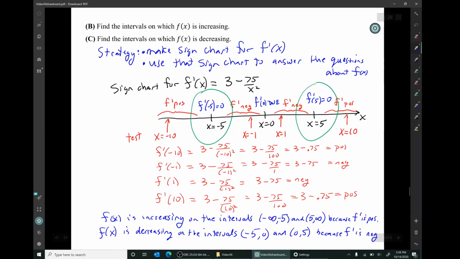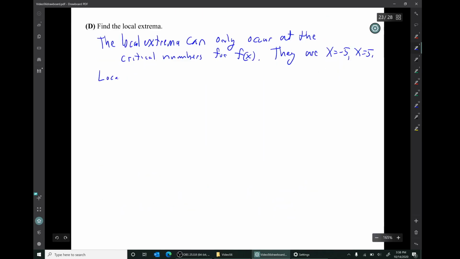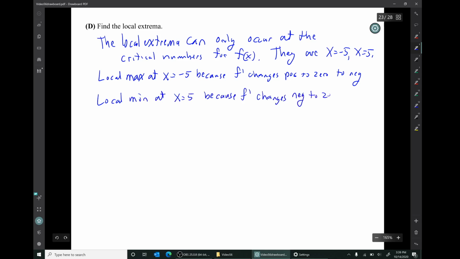Now notice, at x equals -5, f prime changes from positive to 0 to negative. So that tells us that there's a local max at x equals -5. Whereas over here at x equals 5, f prime changes from negative to 0 to positive. So that tells us there's a local min at x equals 5. So we've determined that there is a local max at x equals -5 and a local min at x equals 5, but our job was to find the local extrema.